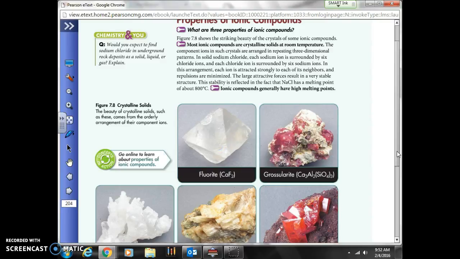Sorry, I don't mean to backtrack, but I just remembered we did not talk about the properties of ionics, and we need to touch on that. So think about table salt, NaCl. That's a crystalline solid. Two, they have very high melting points. If you're ever playing around in your kitchen, see if you can melt salt. They have very high melting points.